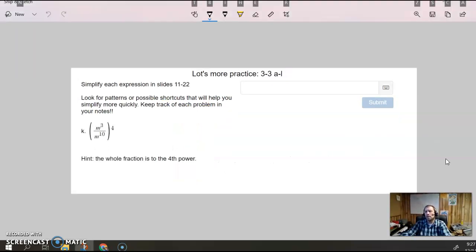Remember, some of these are going to take more time to figure out. Here we are on slide 21. Here we have a fraction with a power to a power. And so what we know is inside of this, we have 4 sets of what's inside, because this whole thing is taken to the 4th power. So pause, try that out.